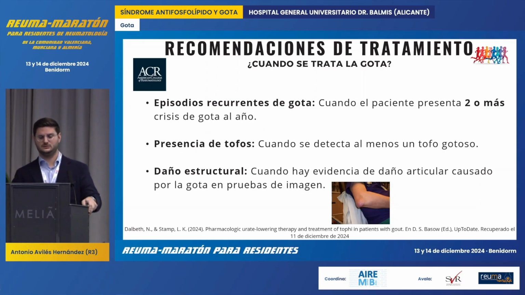Right now, this is one of the most debated points, as there are many professionals, especially in our hospital, who recommend starting treatment from the first gout attack, since if no action is taken after the first episode, it's very likely that a second episode will occur. And what we need to try to do is prevent those episodes of joint inflammation. We would also treat gout right away when a patient has tophi, even if there's only one, and also when there is structural damage seen via imaging, whether it's ultrasound, X-ray, or DECT.